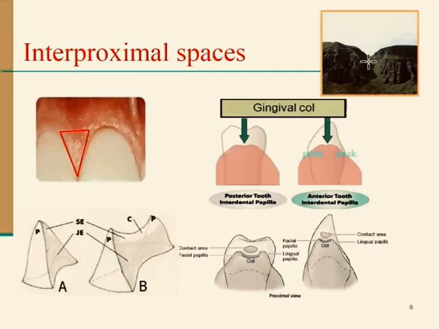The contacts in between the teeth help protect the col inside. When we view it here, these are the roots of the teeth, this is the crown, and here is the col that protects the gingiva. Interproximally, this space varies.